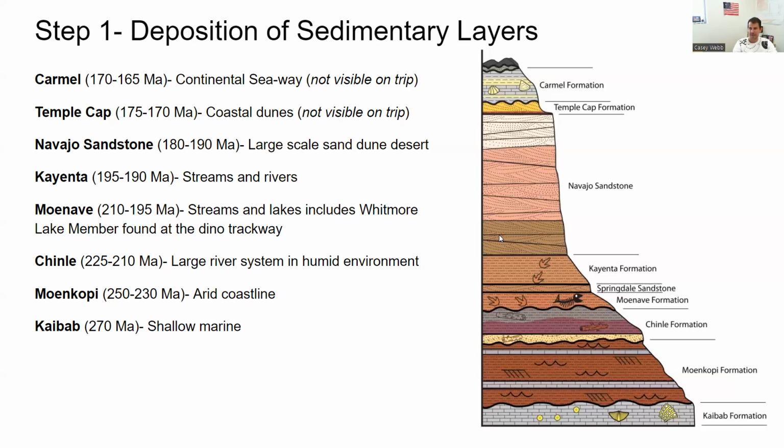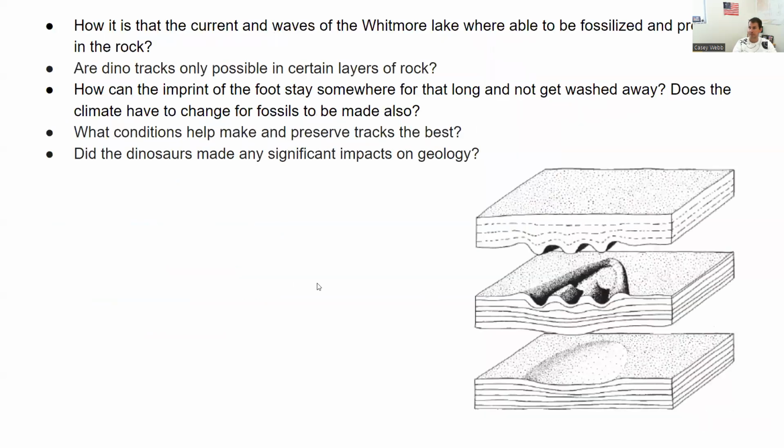All right, so with that, there were, of course, a lot of questions about the Moenave Formation, dinosaur footprints, and fossil formation. So let's go to those. All right, so here's a few of your questions. How is it that current and waves of the Whitmore Lake were able to be fossilized and preserved in the rock? Are dino tracks only possible in certain layers of rock? How can the imprint of a foot stay somewhere for that long and not get washed away? Does the climate have to change for fossils to be made also? What conditions help and make and preserve tracks the best?